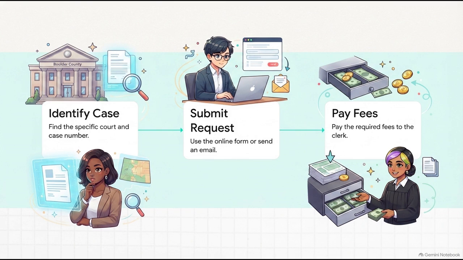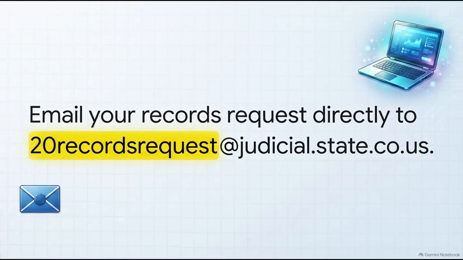And speaking of making that remote request, this email address is absolutely crucial. Make a note of this: 20recordsrequest@judicial.state.co.us. This is basically your golden ticket. It's the most direct way to request court records in the 20th Judicial District without ever having to leave your couch. You literally just submit your details and the clerk's office will get back to you about the payment based on whatever you're asking for.